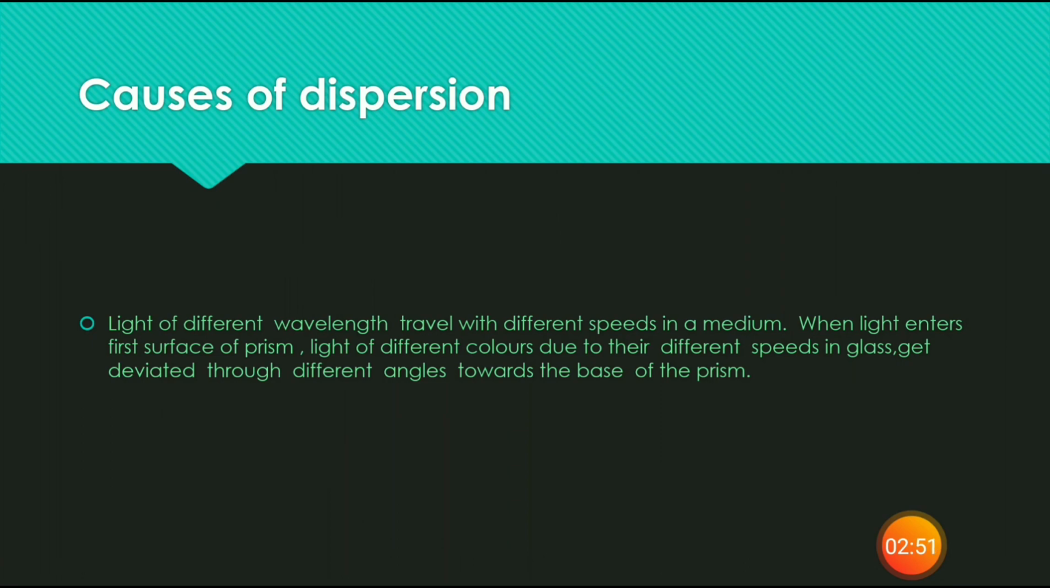The causes of dispersion. Light of different wavelengths travels with different speeds in a medium. When light enters the first surface of the prism, light of different colors, due to the different speeds in glass, gets deviated through different angles towards the base of the prism.